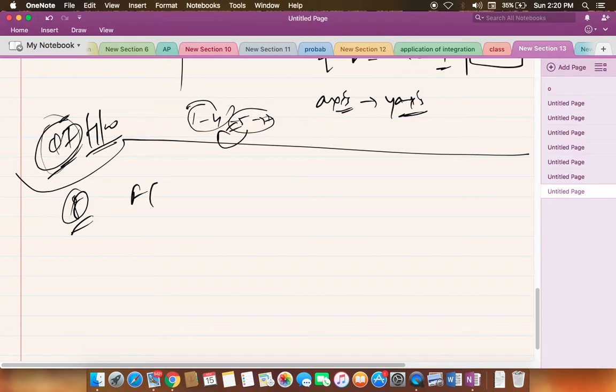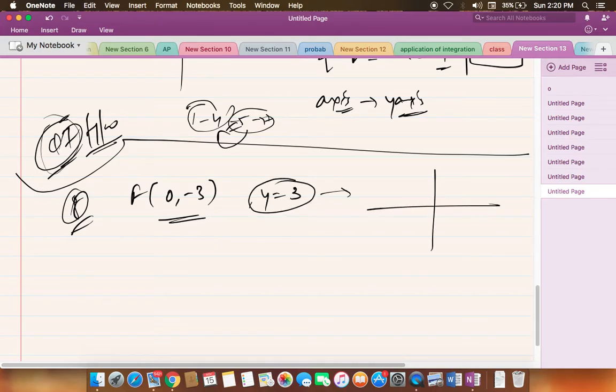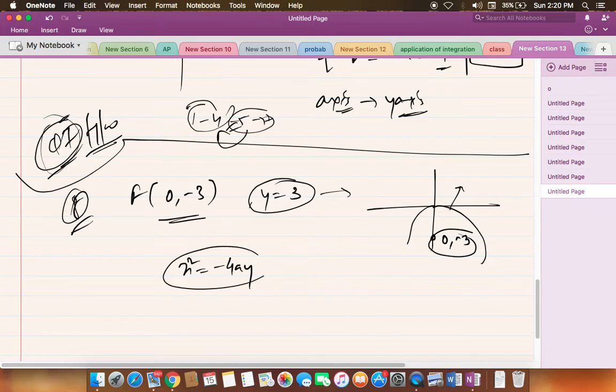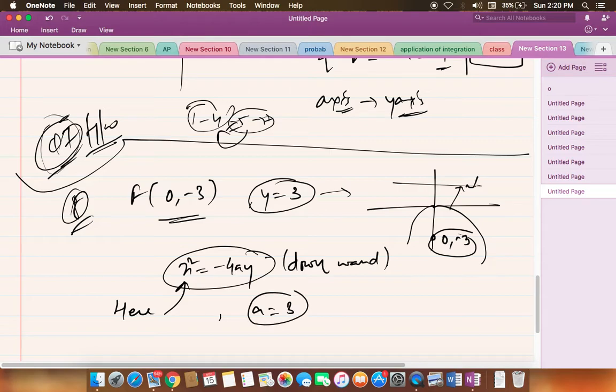So here the focus has been given as 0 comma 3 and your directrix is y equals 3. You can simply see focus 0 comma 3, so it is this type of parabola, and this sort of parabola is given by x square equals minus 4ay. This is the downward side parabola. This is your directrix and a is equal to 3.